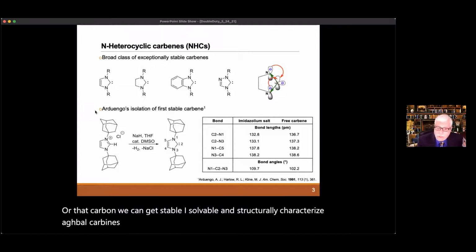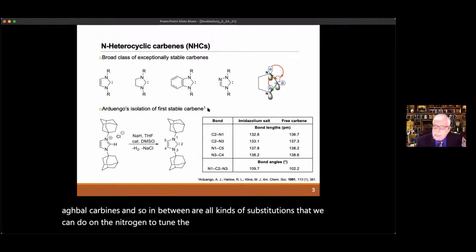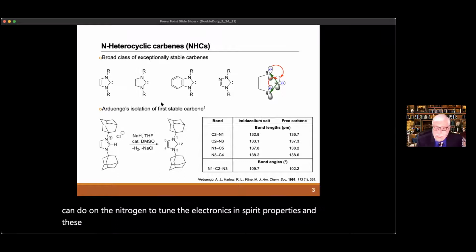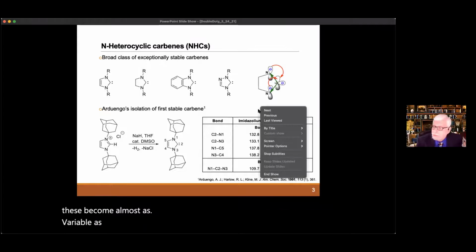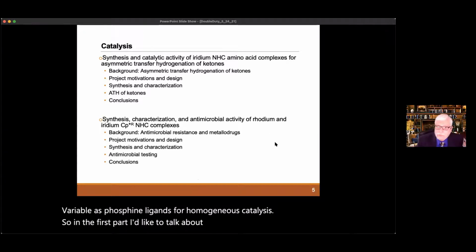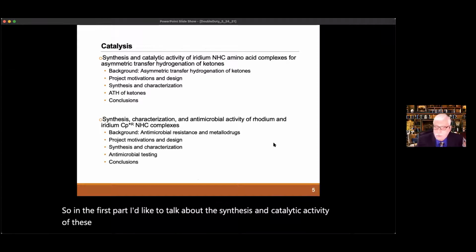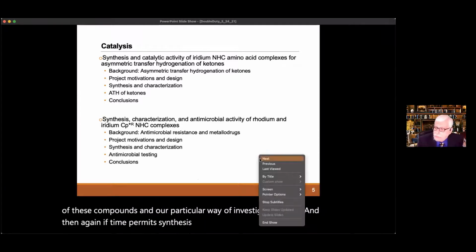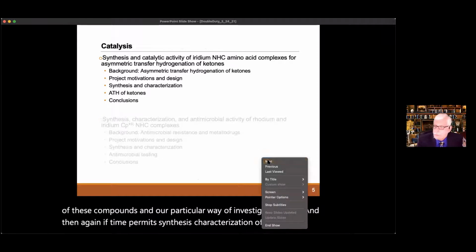And so in between are all kinds of substitutions that we can do on the nitrogen to tune the electronic and steric properties. And these become almost as variable as phosphine ligands for homogeneous catalysis. So in the first part, I'd like to talk about the synthesis and catalytic activity of these compounds and our particular way of investigating them. And then again, if time permits, synthesis and characterization of the biological activity of some of these.